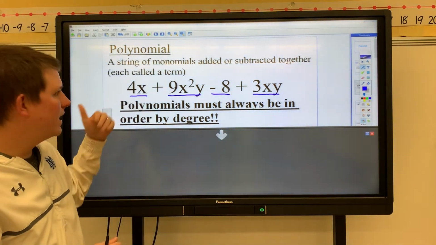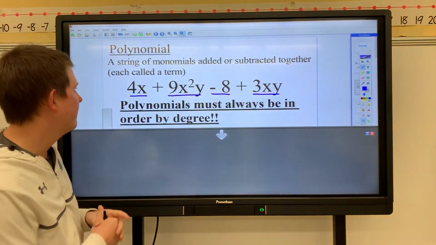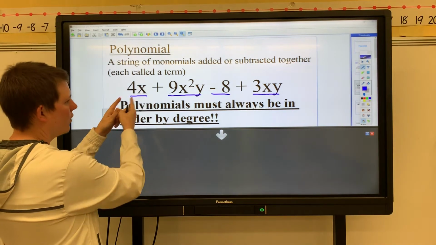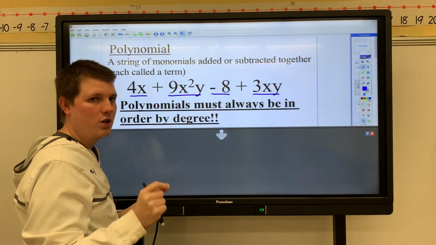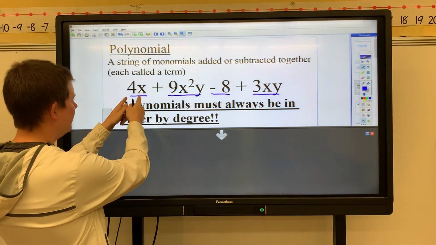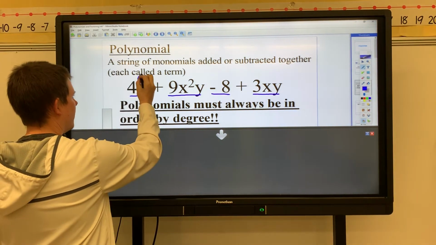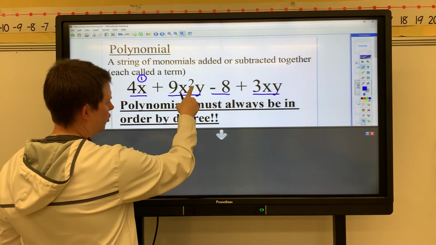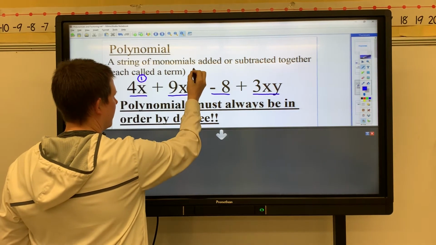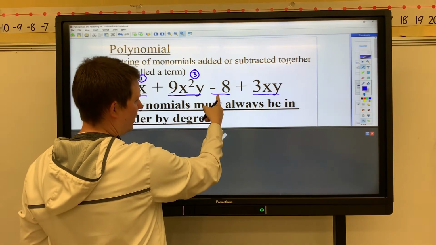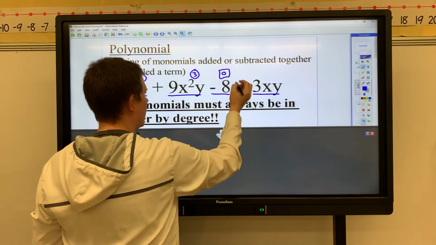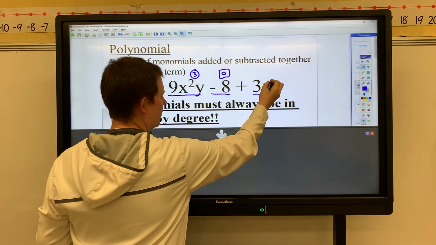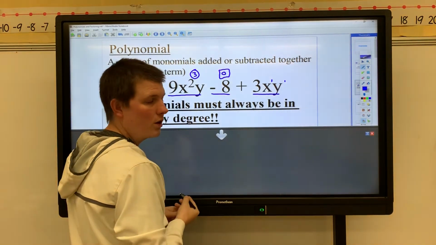So this example that I gave you, is it in order by degree? Let's check. What's the degree of this term? Remember, the degree are the exponents of the variables. We just talked about that. So the degree of this monomial is 1. The degree of this monomial, 2 plus 1 is 3. The degree of this monomial, there are no variables, so remember it is 0. And this one is 1 and 1. Remember, there's invisible 1s there, and 1 and 1 make 2.